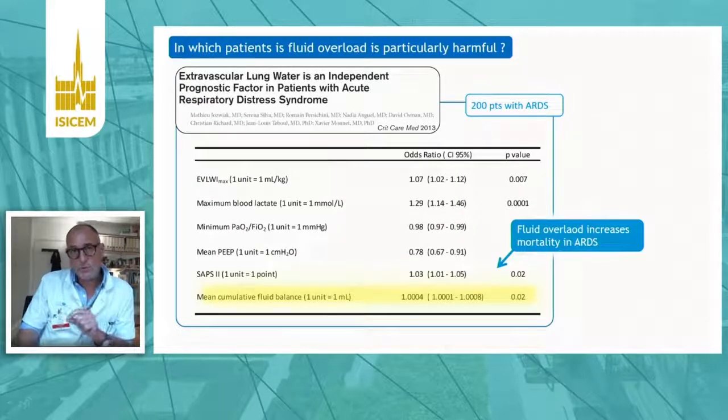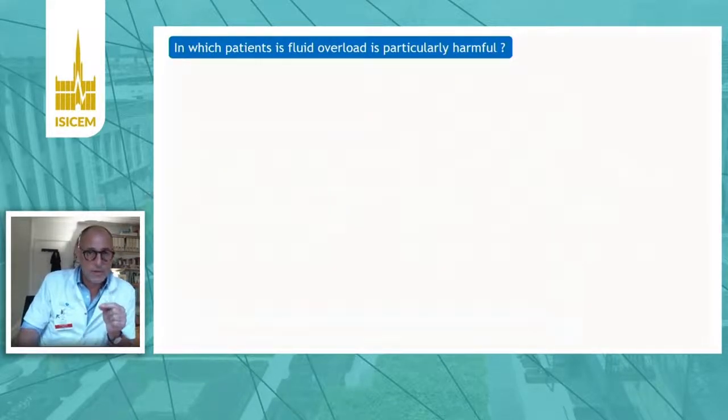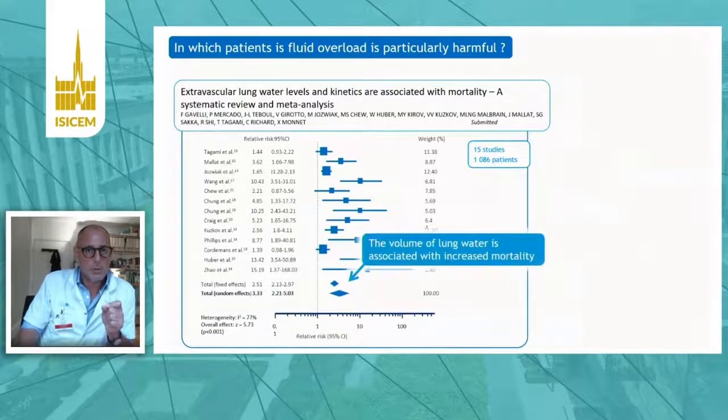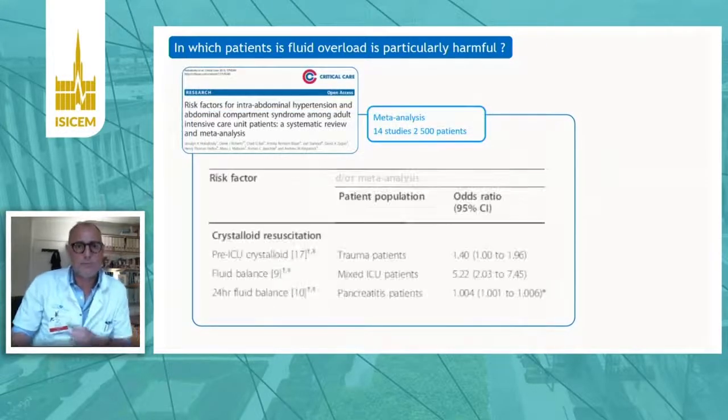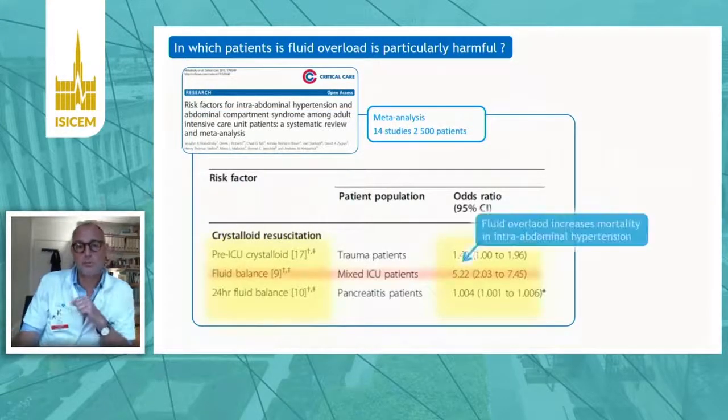Fluids may increase lung water, and it's clear today that lung water measured by transpulmonary thermodilution, as we demonstrated in a study which is submitted, is an independent factor of mortality in itself. The more you increase the amount of lung edema, the more the patients die. And the deleterious effect of fluid overload has been clearly demonstrated also in patients with intra-abdominal hypertension.